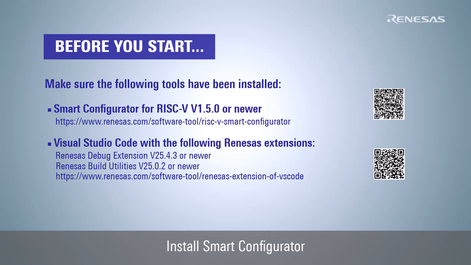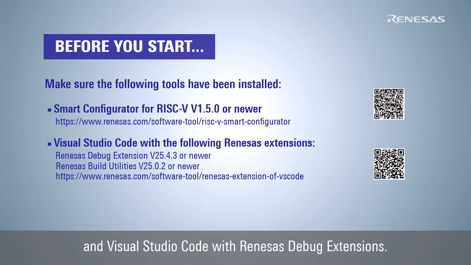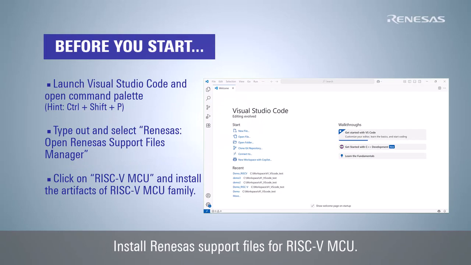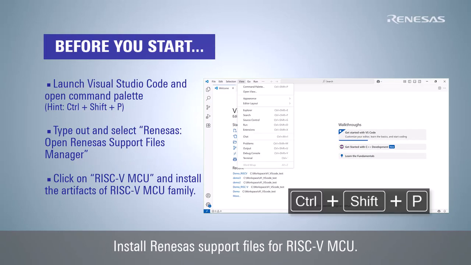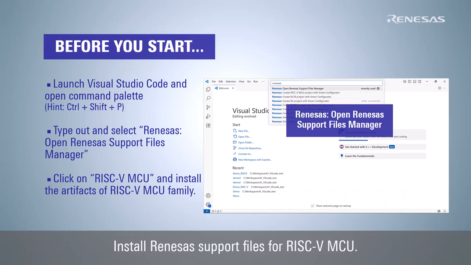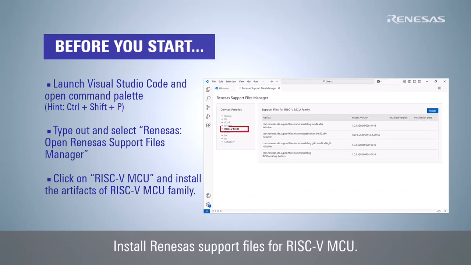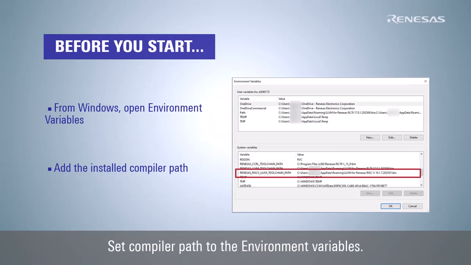Before you start, make sure to have Smart Configurator and Visual Studio Code with Renesas Debug extensions installed. Navigate to the links provided in this video to download and install the necessary installers. After installation, launch Visual Studio Code and open the command palette. Select the Renesas Support Files Manager and install RISC-V MCU family-related support files. Add the installed compiler path to the environment variables.